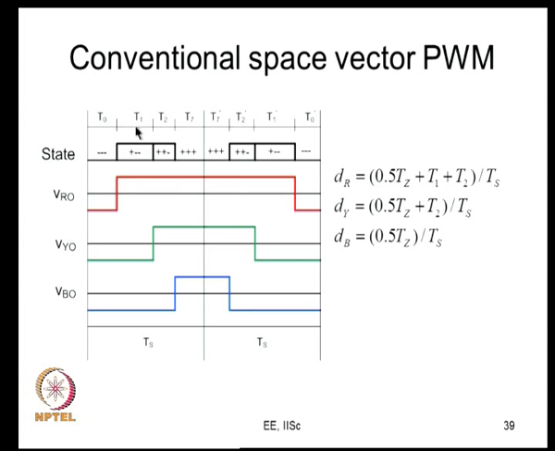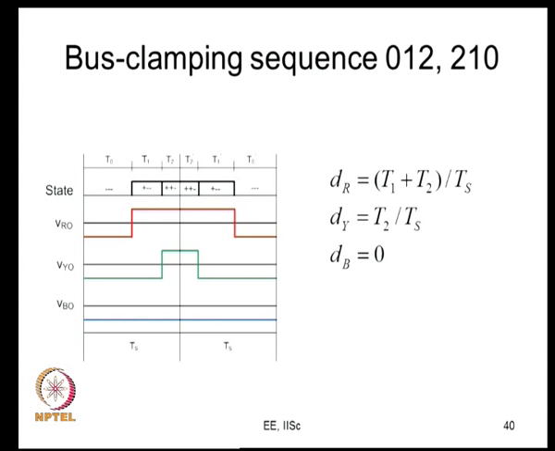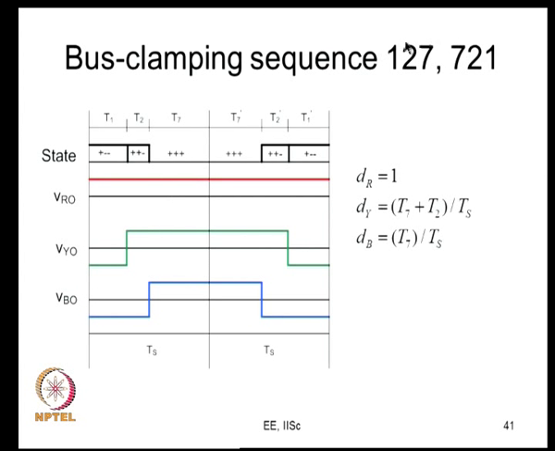The active vectors are applied for t1, t2 seconds. The null vector is applied for tz by 2 and tz by 2 here if it is conventional space vector, or it can be some other ratio for the other continuous PWM methods, and the duty ratios are actually given by this now. If it is a bus clamping PWM method, what do you do? You apply, let us say, only 0 for the entire duration tz, or 0, 1, 2, 2, 1, 0. So, this is one way of doing bus clamping PWM. This is the other way of doing bus clamping PWM.